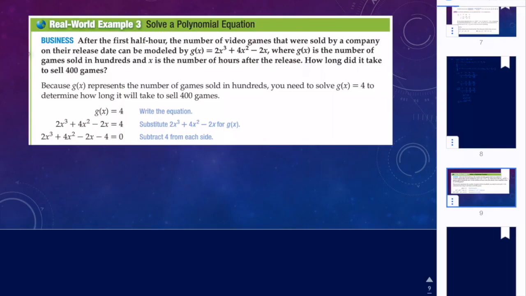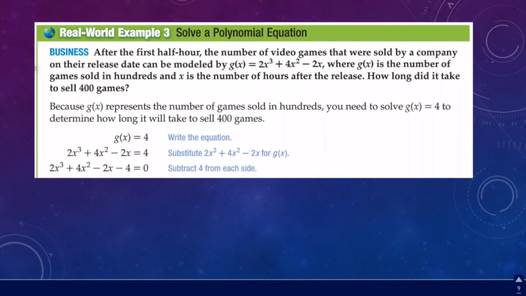Okay, so where this takes us is we are on page 121, where there is this real-world example 3 in solving a polynomial equation. It goes like this. Business. After the first half hour, the number of video games that were sold by a company on their release date can be modeled by g of x equals 2x^3 + 4x^2 - 2x, where g of x is the number of games sold in hundreds, and x is the number of hours after their release. How long, then, did it take for them to sell 400 games?